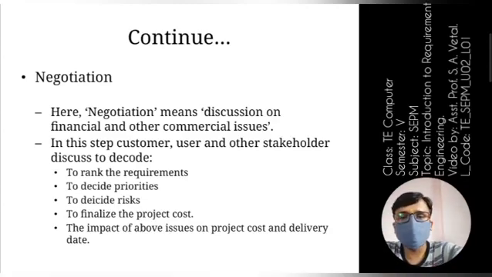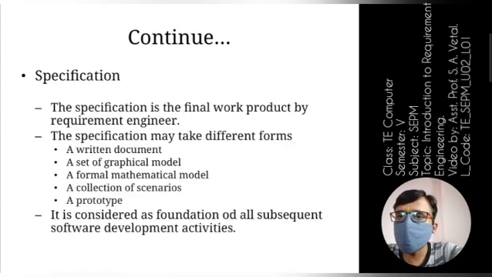They also finalize the project cost, and the impact of the above issues on project cost and delivery date. So these are the parts that can be carried out under the negotiation function. Then next is specification. The specification is the final work product of the requirement engineer. This requirement engineering process is carried out by the requirement engineer, and the specification is the final work product.